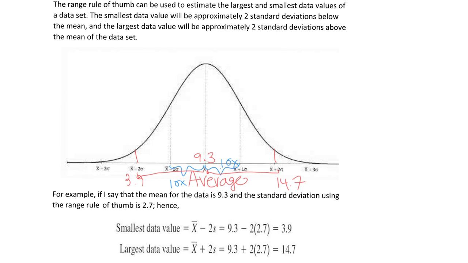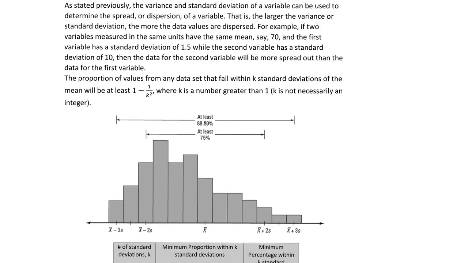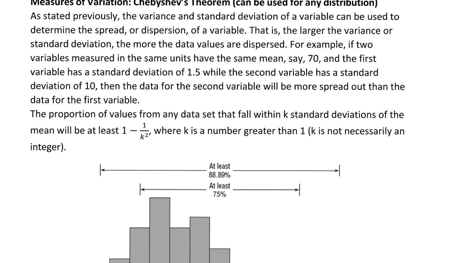Okay, so this one will actually, but it's not accurate because sometimes there can be lower values and sometimes there can be higher values. Yes, that's a good point, Emery. Okay, so Chebyshev's theorem talks about the variance and standard deviation, which can help determine the spread or dispersion of a variable. The larger the variance or the standard deviation, the more data values are dispersed. For example, if two variables measured in the same units have the same average, say 70, and the first variable has a standard deviation of 1.5, while the second variable has a standard deviation of 10, then the data for the second variable will be more spread out than the data for the first variable.